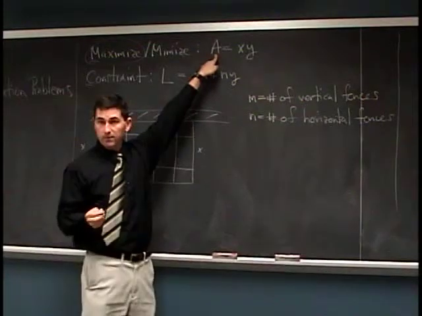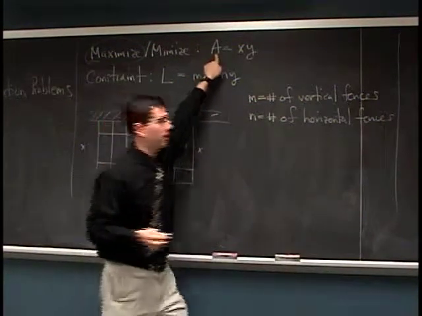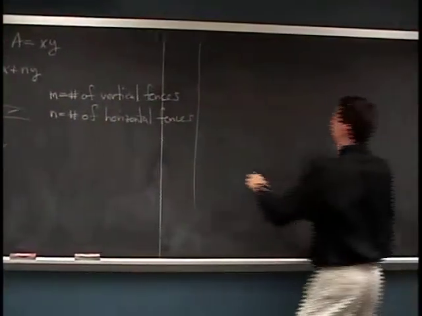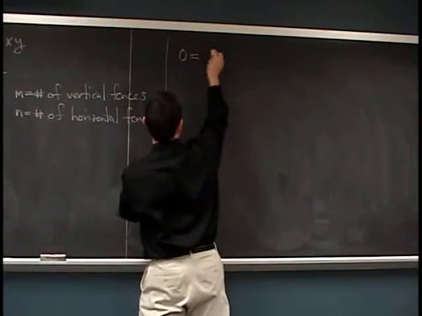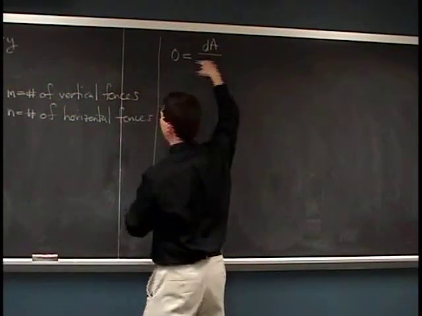Let's take the derivative of area and set it equal to 0. Now we already have a problem when I do that. I want to take the derivative of area and set it equal to 0. But what do I take it with respect to?